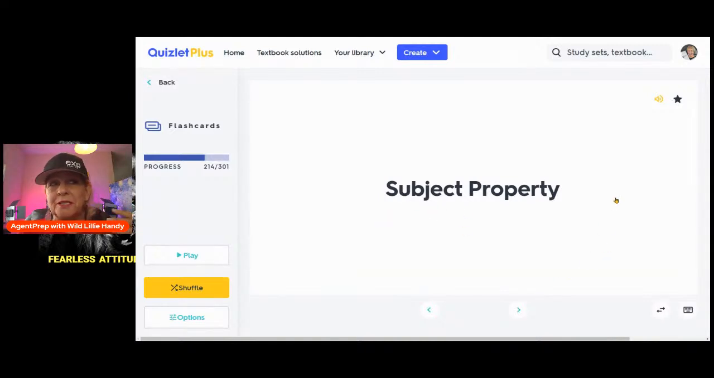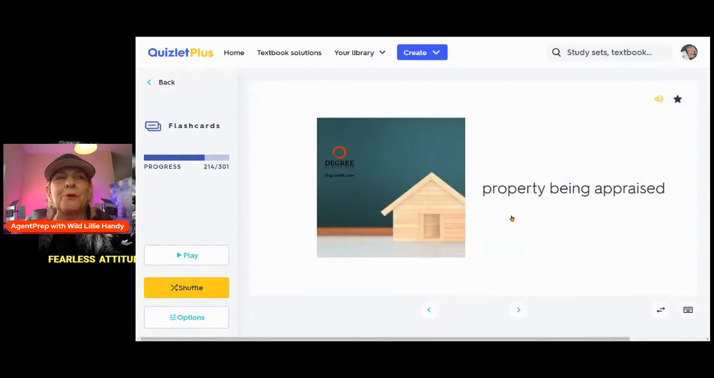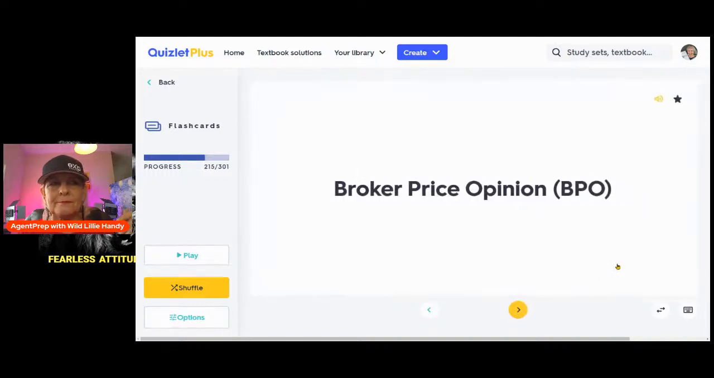Typically, subject is what the description, the title of an email. It is the property being appraised. If you're selling your property, it'll be referred to as the subject property.